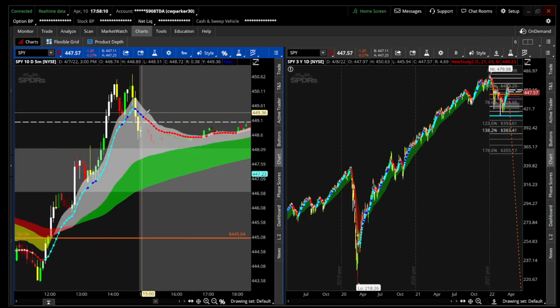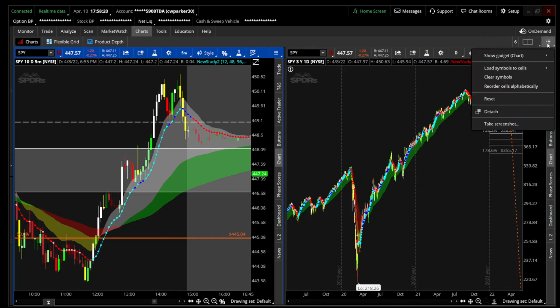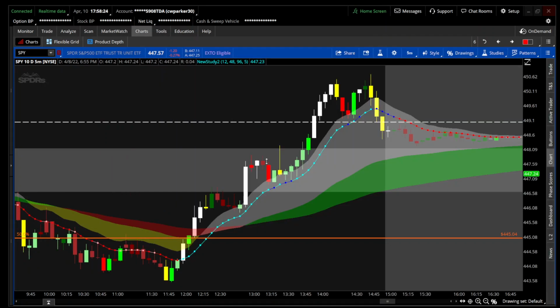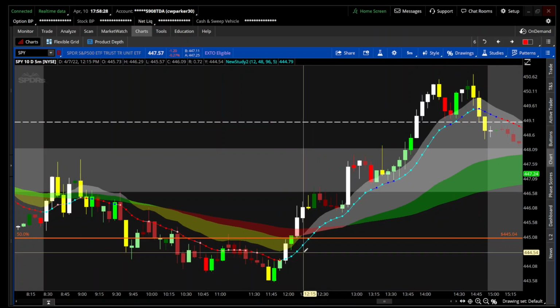Same situation here, and volume also tells you a tale as well. So I'm going to only do one. Let me maximize this. So volume also tells you a tale as well.